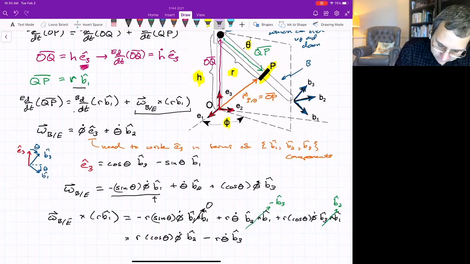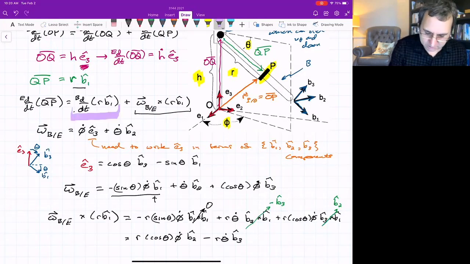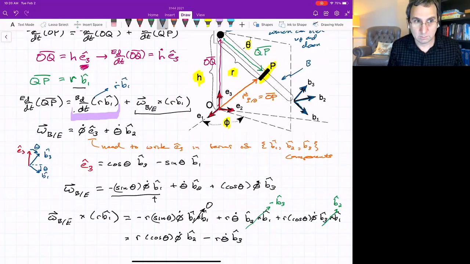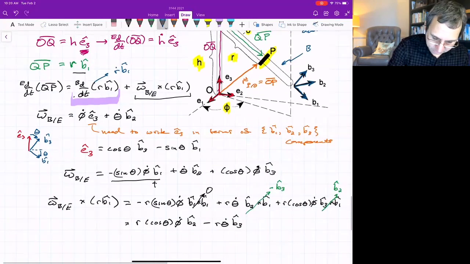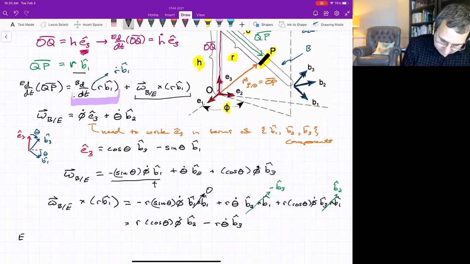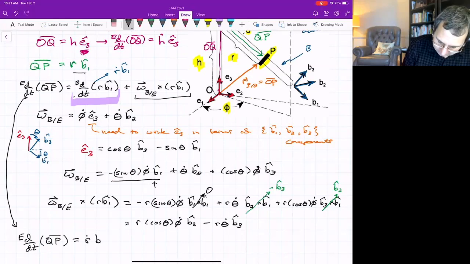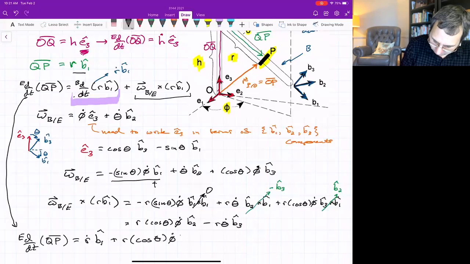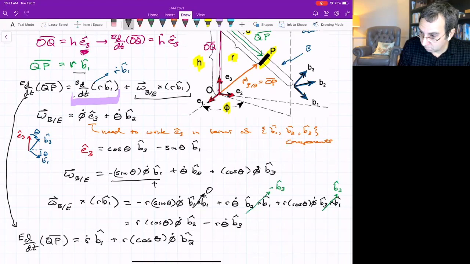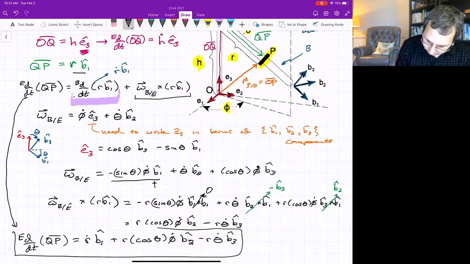I also have to figure out this highlighted in purple here, this term, but that should be easy. This is just R dot B1. Okay, so I've got a B1, B2, and a B3 component. So collecting everything, what do I have? So kind of dropping down to here, the derivative of the vector from Q to P, and now I'm just transcribing. So all the hard work is done. It took a while.